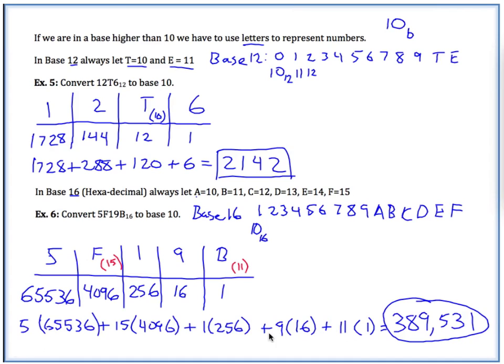So I like seeing it in an expanded form because it shows us that we have 5 groups of 65,536 plus 15 groups of 4,096. And you'll recall that it was 15 because it was the letter F, and F equals 15. And then 1 group of 256, 9 groups of 16, and then B was 11 right here. So it's 11 groups of 1. When you add all this up, you get 389,531. So that's been converting a number in a different base to a number in base 10.